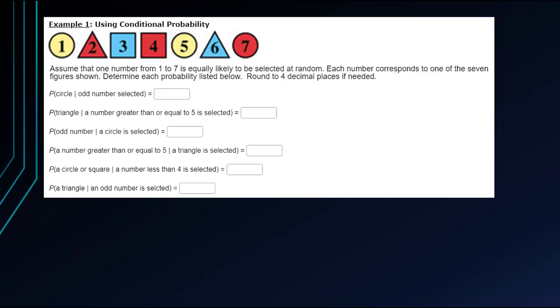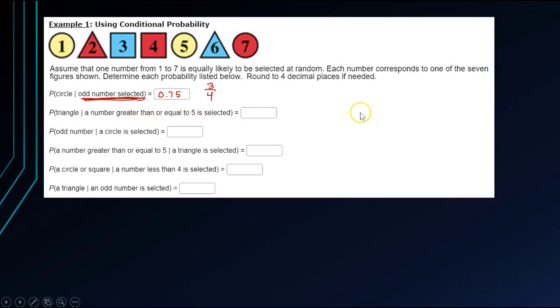And so this symbol that you see right here, this vertical bar, means given that. So it's giving a condition that has to be upheld first for the second one to happen. The first one says the probability of getting a circle given that an odd number was selected. So basically you're only looking at odd numbers: 1, 3, 5, and 7. What's the probability of getting a circle? Oh, 3, sorry, there's 3 circles there. And so that's 0.75.